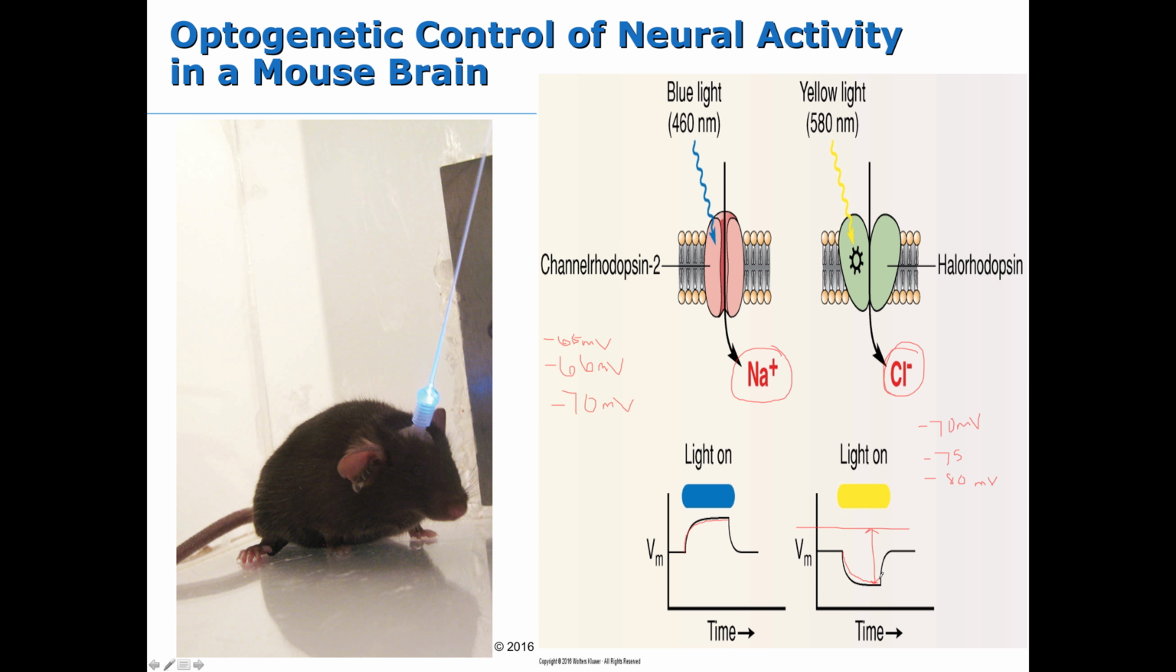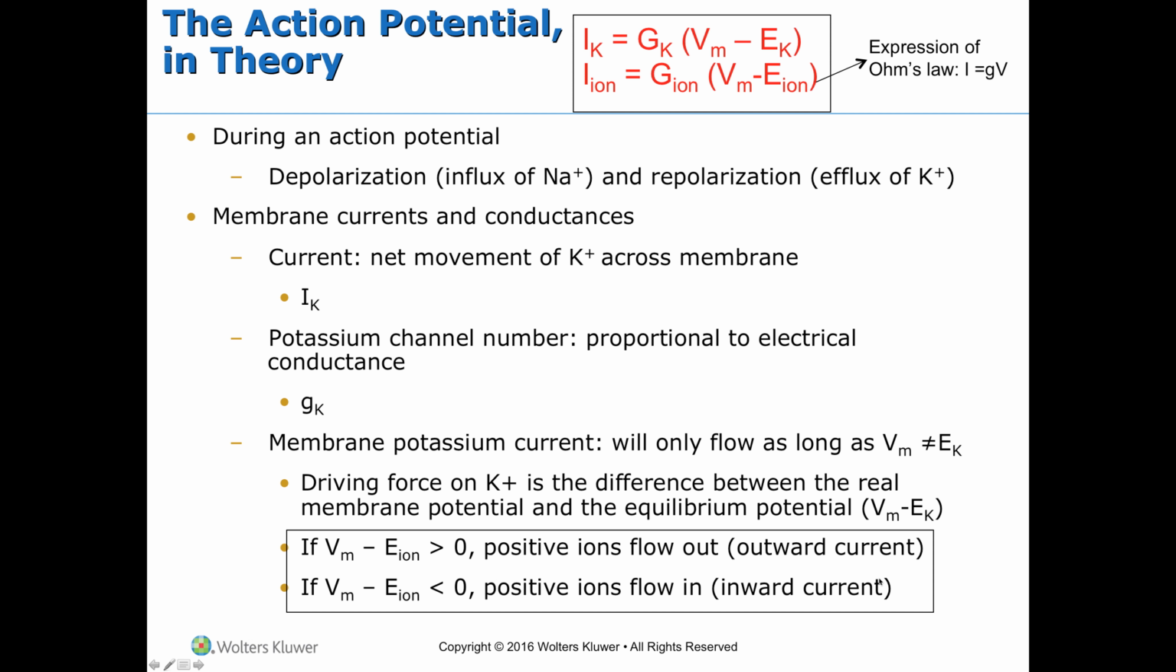So optogenetics is a really cool, innovative technique to be able to introduce and study the effects of depolarization and hyperpolarization on cellular circuits. So during an action potential, we go through phases of depolarization, where we have an influx of positive ions, sodium ions, and a period of repolarization, where we have an efflux or an exiting of potassium ions.